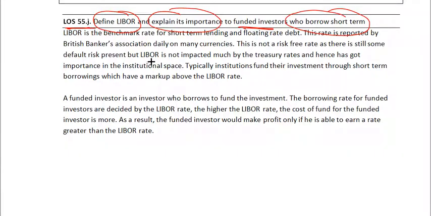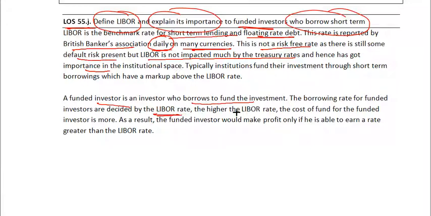LIBOR is the benchmark rate for short term lending and floating rate debt. It is reported by the BBA, the British Bankers Association, daily and for many currencies, and for different maturities such as 7 days, 14 days. Note that it's not a risk free rate; some default risk is there. LIBOR is not impacted by the treasury rate, and it is important in the institutional market. For a funded investor who borrows funds, the borrowing rate is decided by the LIBOR rate. The higher the LIBOR, the more the cost of funds, and the funded investor makes a profit only if he earns a rate greater than the LIBOR rate.